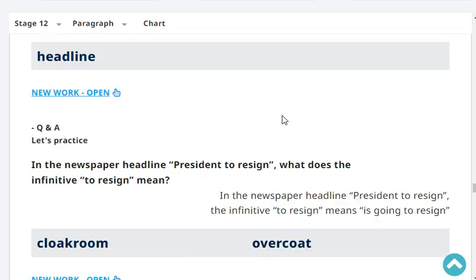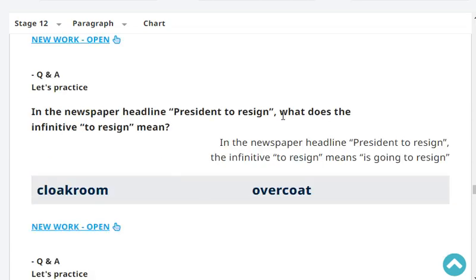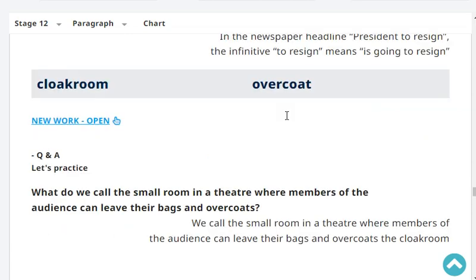Similar offense again. In the newspaper headline, "President to resign," what does the infinitive "to resign" mean? The infinitive "to resign" means the President is going to resign. Very good.